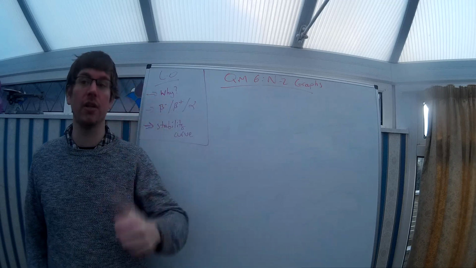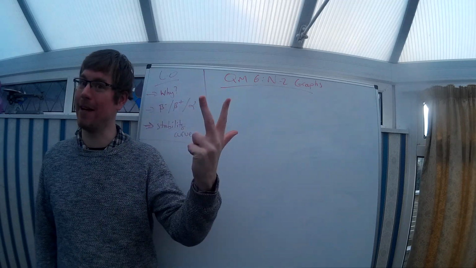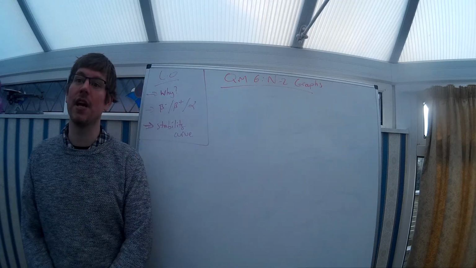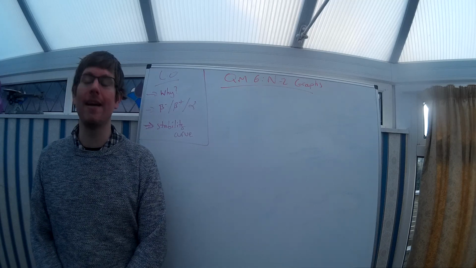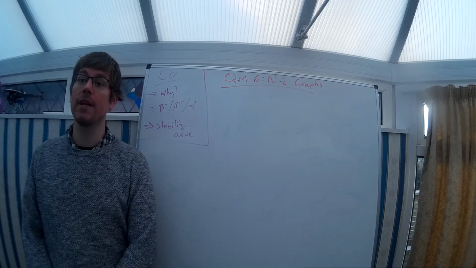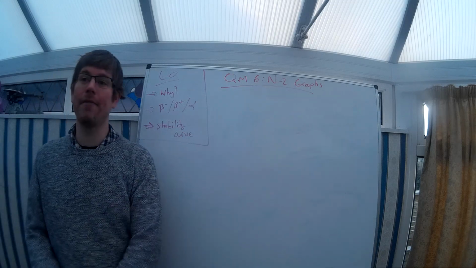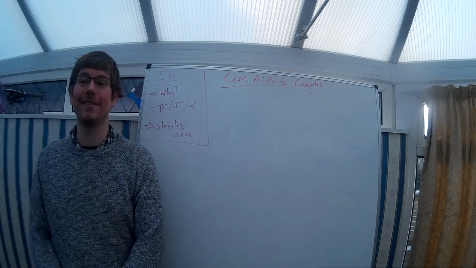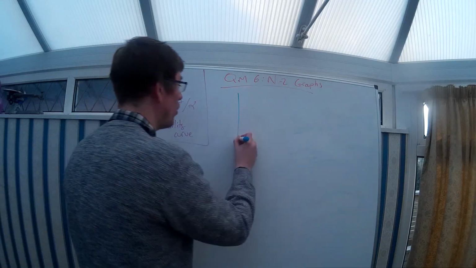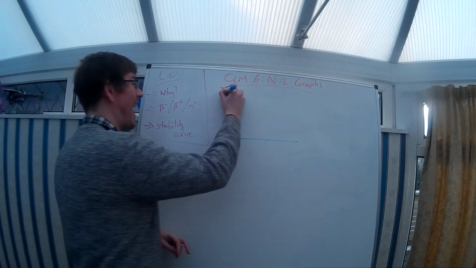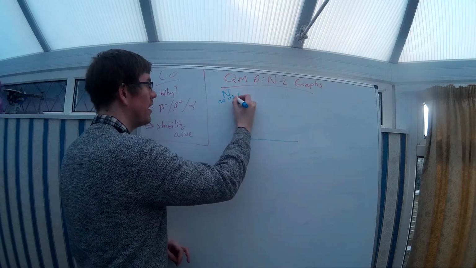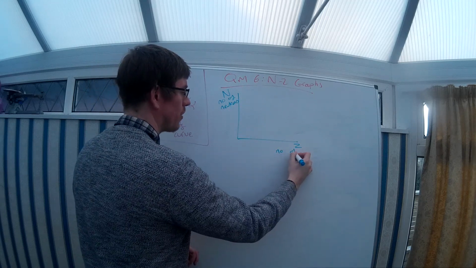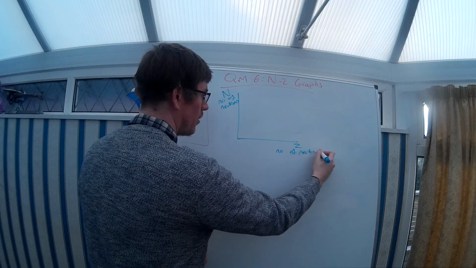Different types of radiation, alpha, beta plus, and beta minus, and then we're going to see what NZ graphs can tell us about which nuclei will decay and how they will decay. So, an NZ graph compares the number of neutrons to the number of protons inside a nucleus. They're always drawn the same way, with N, the number of neutrons, up the y-axis, and Z, the number of protons, along the bottom.